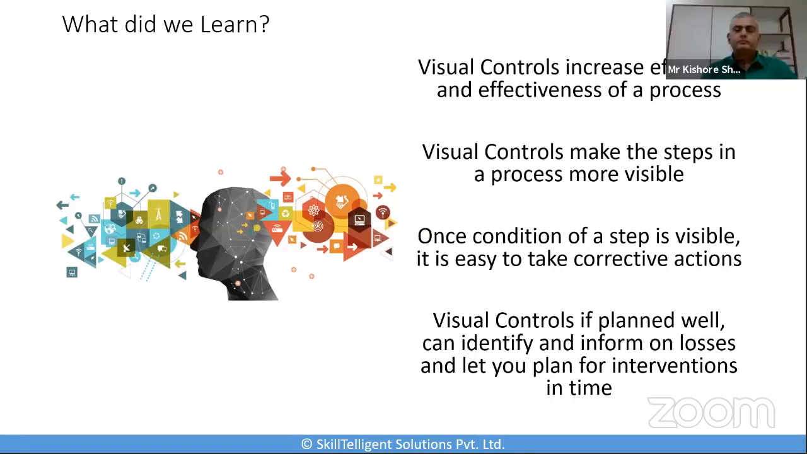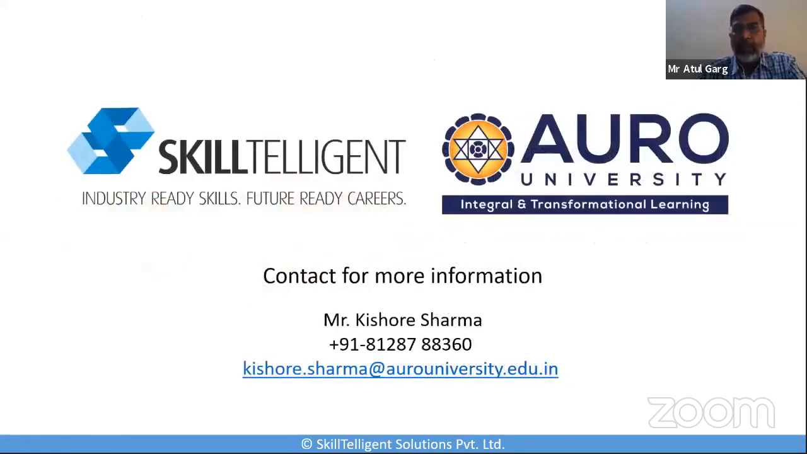If the visual controls are planned well, they can identify and inform on the losses in real time, and they let you plan corrective interventions even before the losses start. So that's what visual controls help us with overall. In the end, visual controls are very powerful tools, and they are now being adopted across the world for improving efficiency and productivity. If you go into a modern factory, you will be amazed by the amount of digital counters and digital TVs flashing a lot of information.